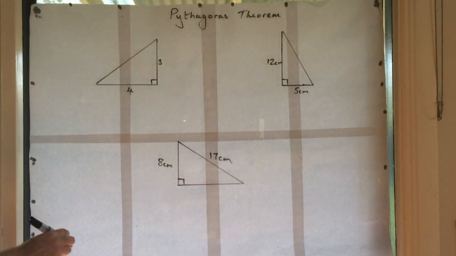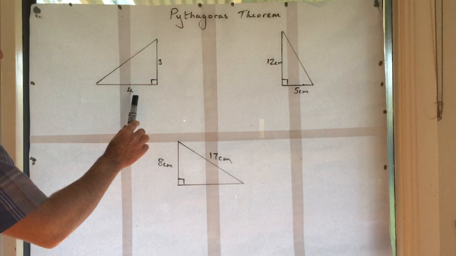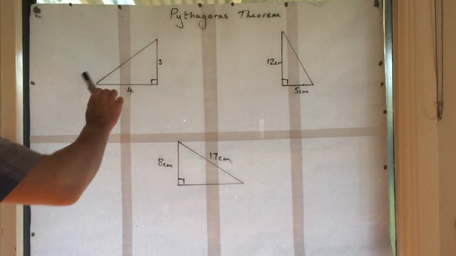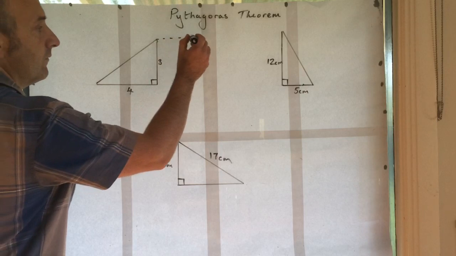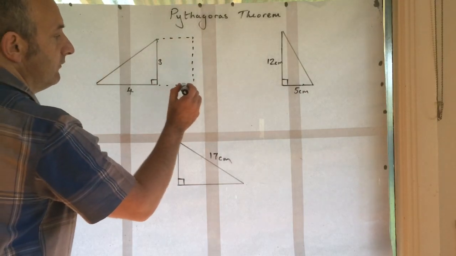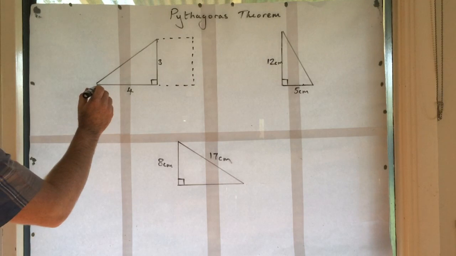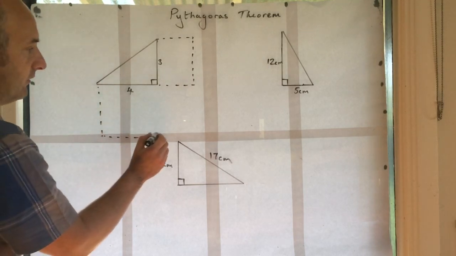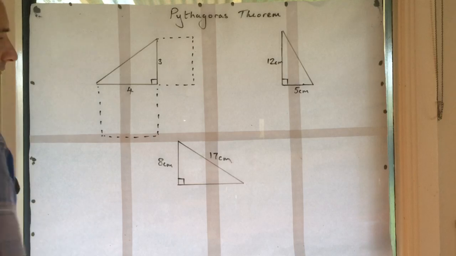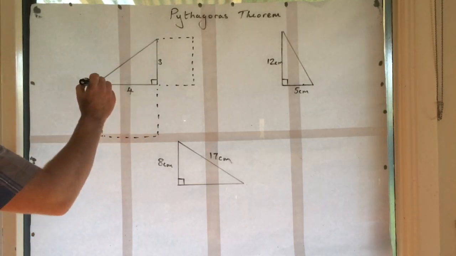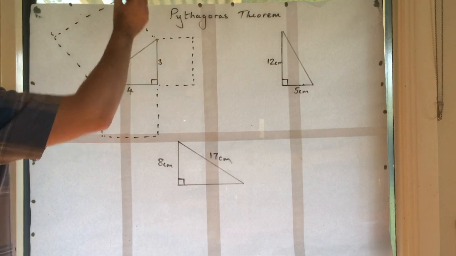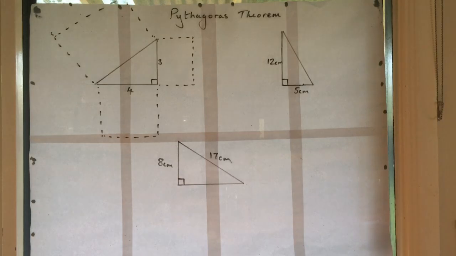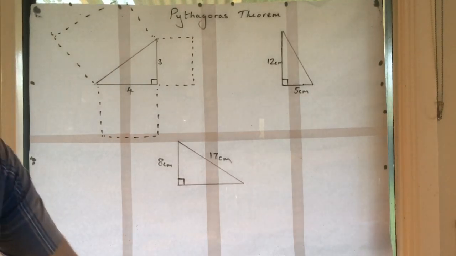And you can see here that we know two sides of the triangle, but we don't know the third side. This third side is called the hypotenuse. But what we do know is this, that if I draw a square on the outside there, and I draw another square on the outside here, the area of these two squares added together is the area of this square here. Okay, so let's see if we can work this out.